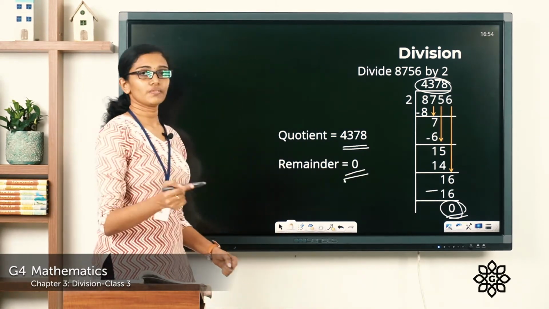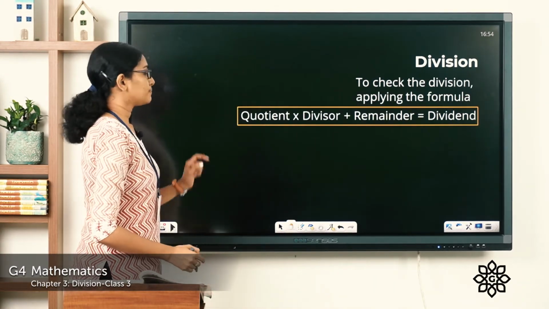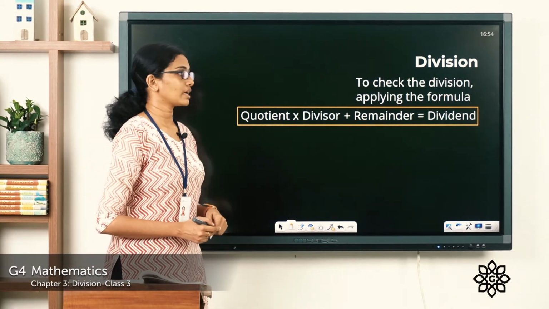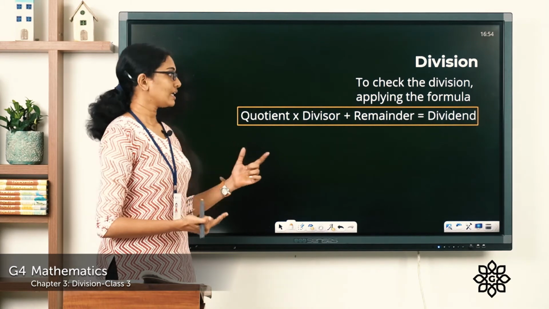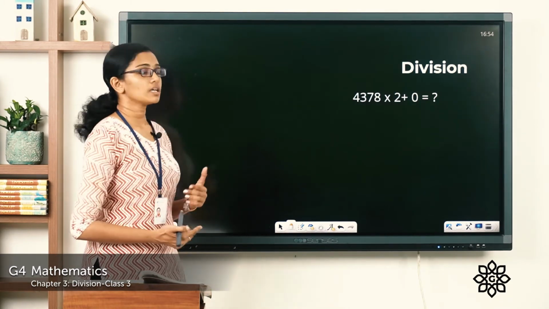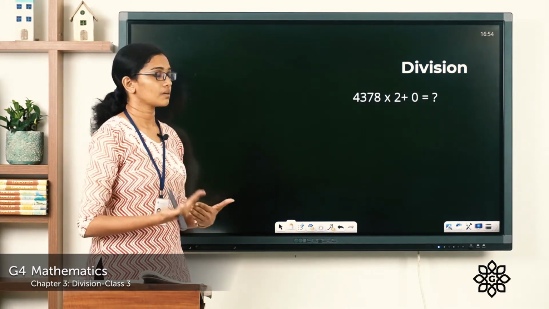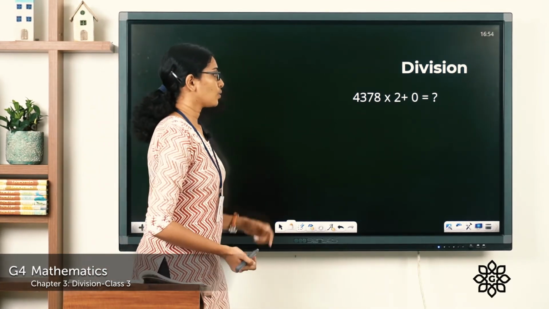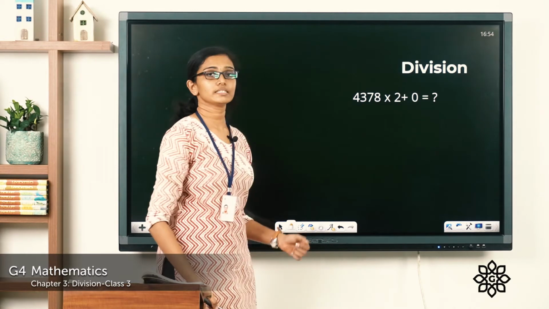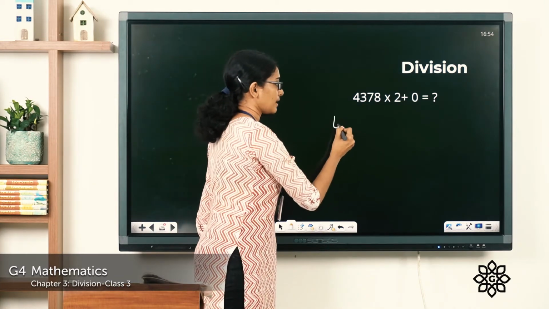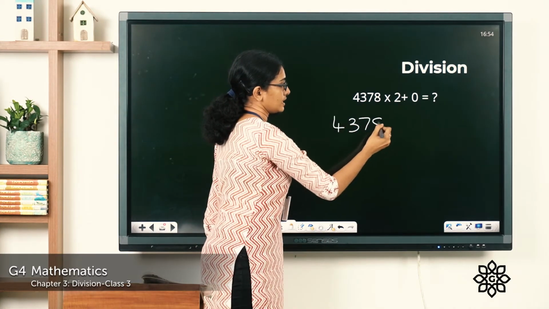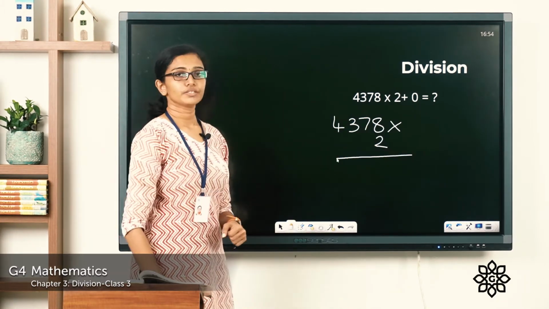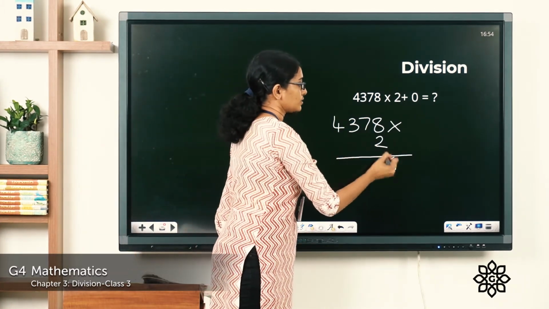Now let's check if we did the division correctly. So applying the formula, the quotient into divisor plus remainder is equal to dividend. Let's check if the quotient into the divisor plus remainder gives us the dividend. So what was our quotient? Our quotient is 4378. Now let's multiply 4378 by 2. Now 8 into 2 is equal to 16.